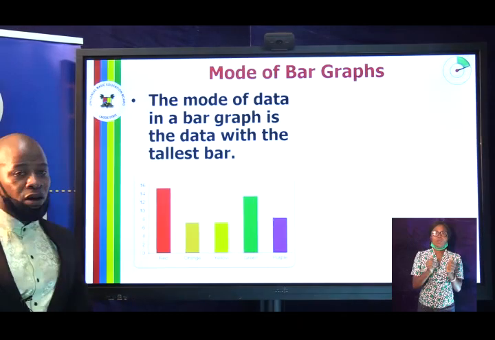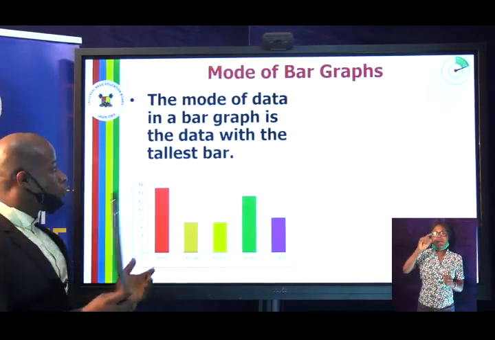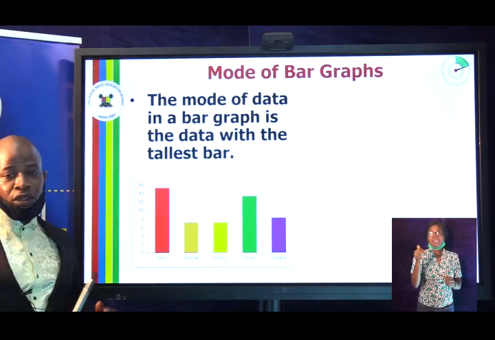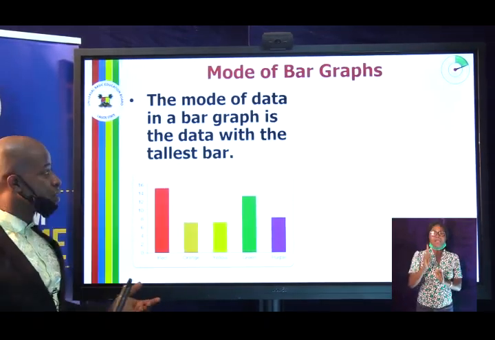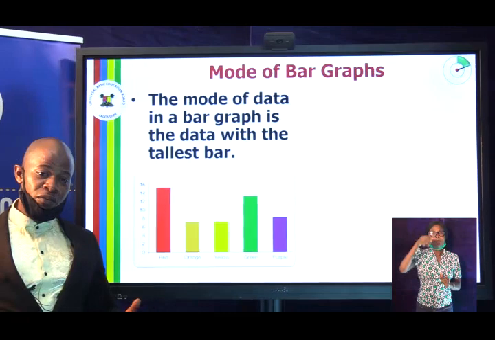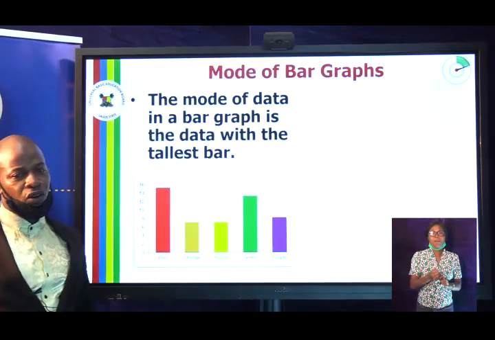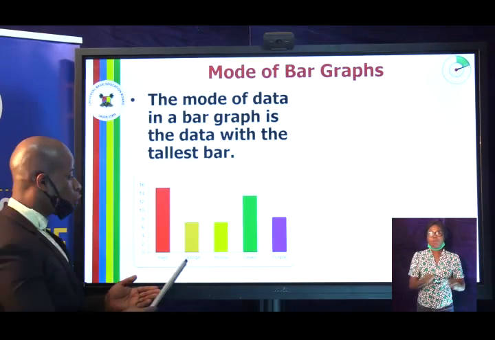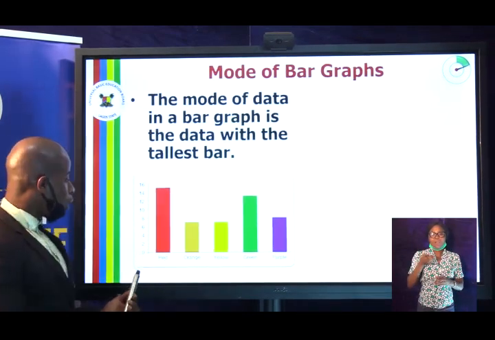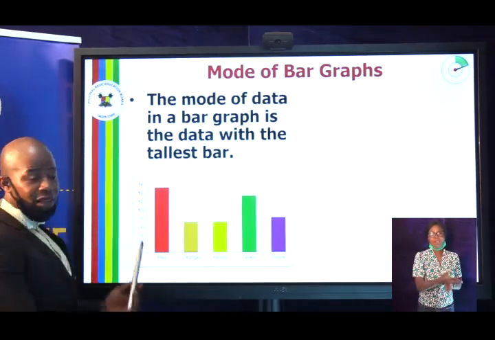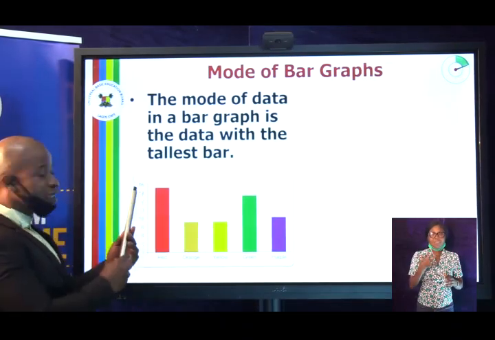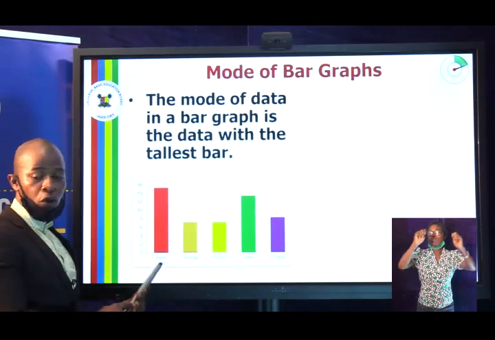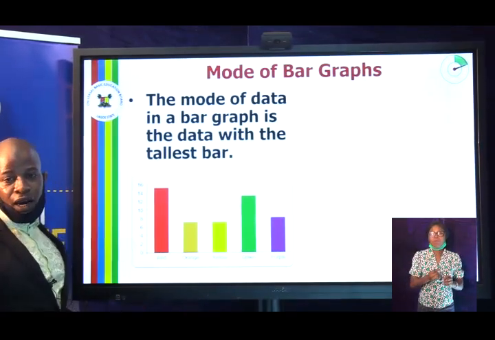Let's begin with the bar graph. The mode of a bar graph is the data with the tallest bar. I say that again. The mode of a bar graph is the data with the tallest bar. And this is quite easy to see. If we put all the data here, and we put the count here, then obviously the highest count will belong to the tallest bar, and that tallest bar will correspond to the data with the highest count.